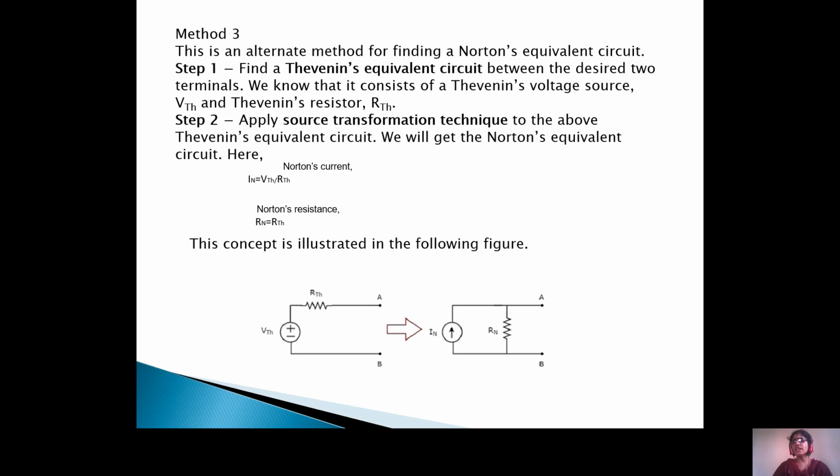If we know the current and resistance value, then a current source is there, and you convert it into a voltage source. So when you have VTH and RTH from the Thevenin's equivalent circuit, you convert it into the form of Norton's. VTH by RTH is equal to the current, I equals V by R, and whatever the value of RTH, the same value is connected in parallel, that is Rn. RTH is equal to Rn. So this is another method for finding the Norton's equivalent circuit.